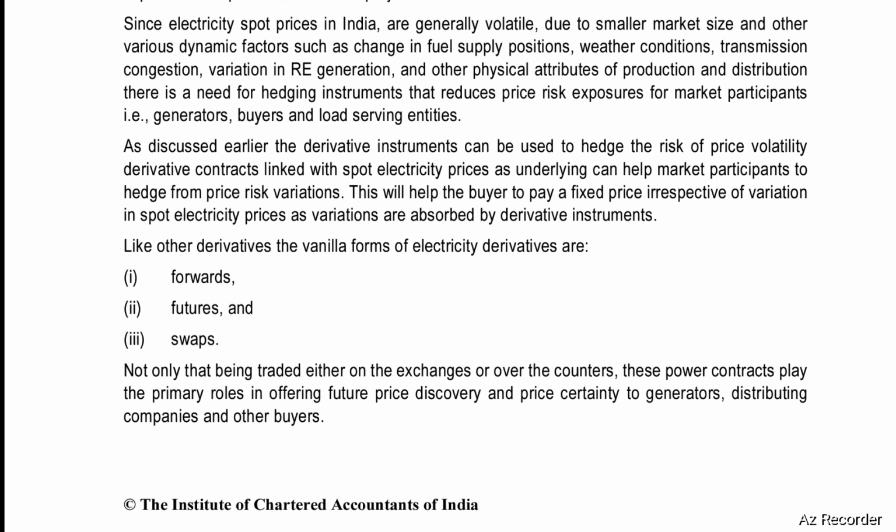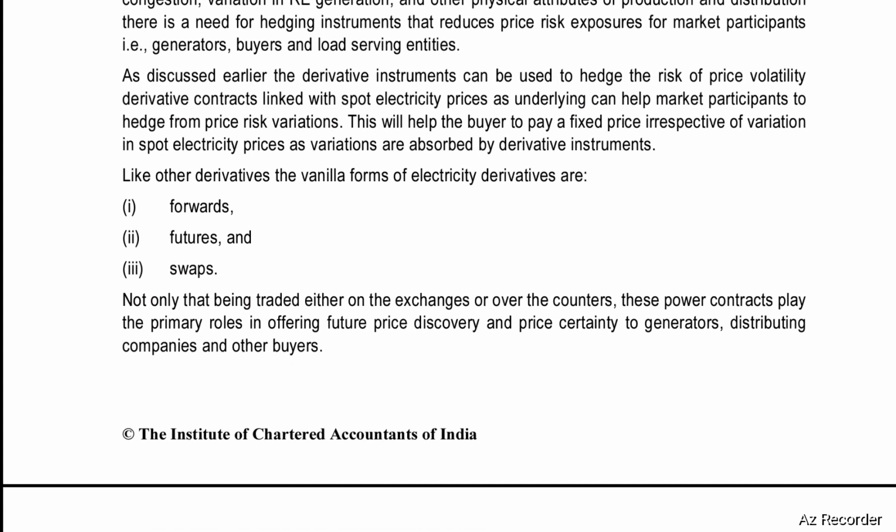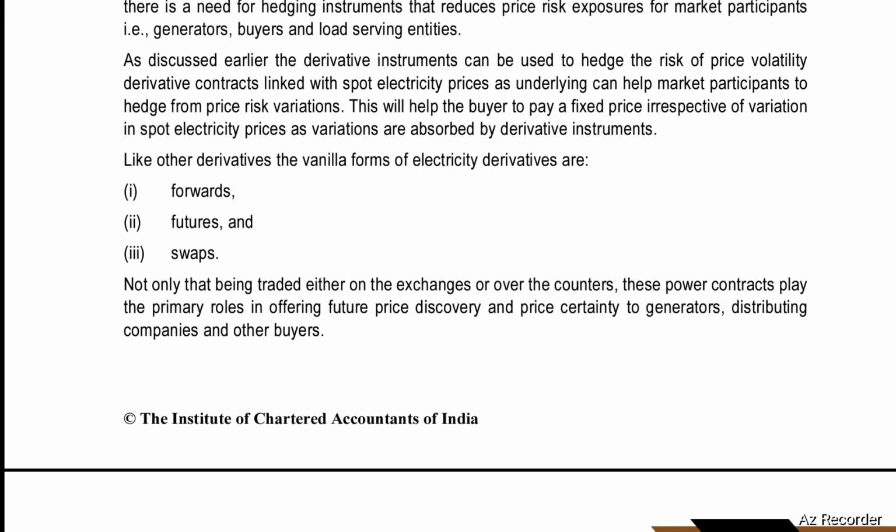As discussed earlier, derivative instruments can be used to hedge the risk of price volatility. Derivative contracts linked with spot electricity prices as underlying can help market participants to hedge from price risk variations. This will help the buyer to pay a fixed price irrespective of the variation in spot electricity prices, as variations are absorbed by derivative instruments.